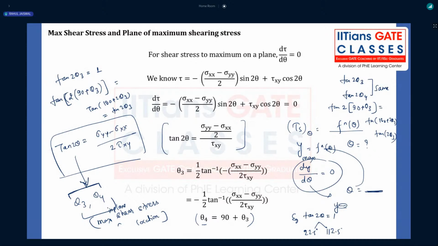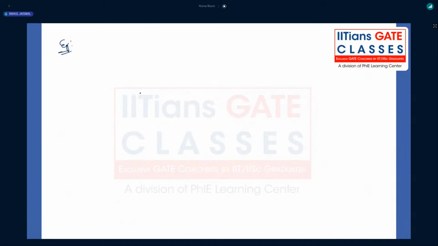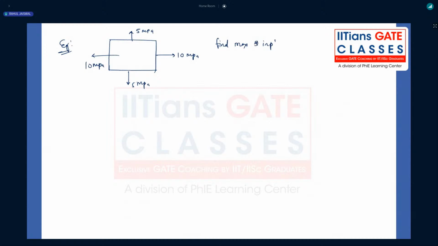Particularly if you solve one example, that will be a very good thing. Now, for example, I'm taking here 10 megapascal. Here that is 5 megapascal. Now tell me what are the principal planes and principal stresses. Find the maximum in-plane shear stress, its location, and its value.